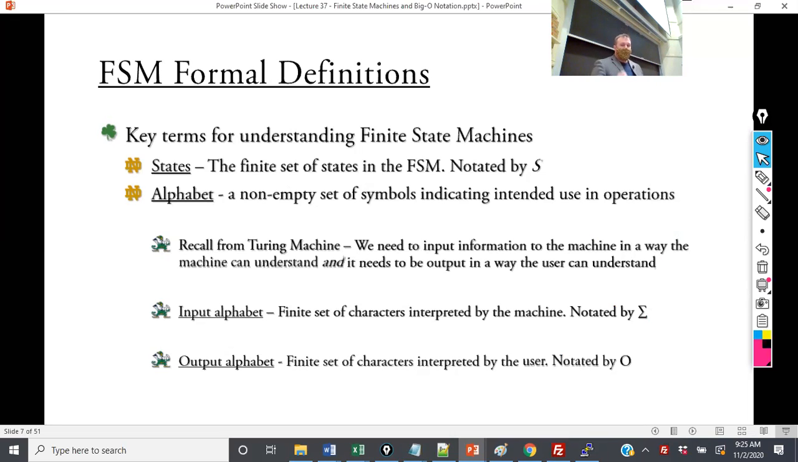The second thing is an alphabet, which is a non-empty set of symbols indicating intended use of operation. This is why you saw me using the term symbol over and over again, because a symbol in the alphabet dictates what we want to do. In most computing finite state machines, the alphabet is going to be zeros and ones. And this will dictate logic about what we want to do. So if it's 0, go to this state. If it's 1, go to this state.